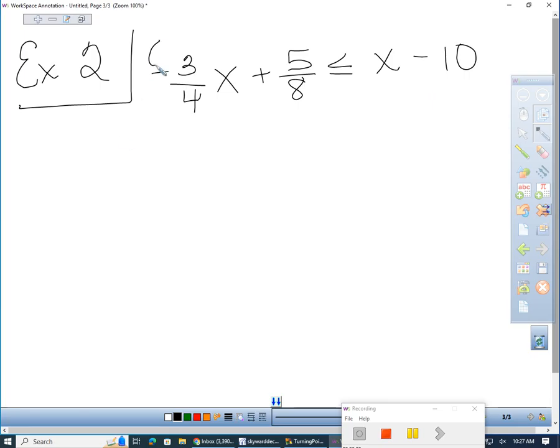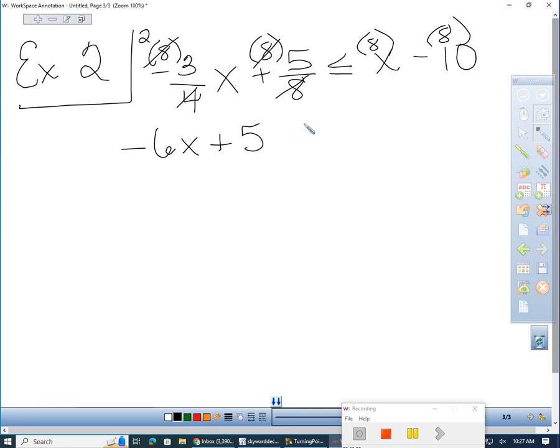Okay, so we're going to times everything by 8. And again, I mean everything. Every single term. So here, 4 goes into 8 twice. So I have 2 times negative 3x, or negative 6x. Plus, here my 8's cancel, and I just have 5. Less than or equal to 8 times x is 8x, and 8 times 10 is negative 80. Any questions so far? The next step says to combine like terms. Do I have any terms to combine together?